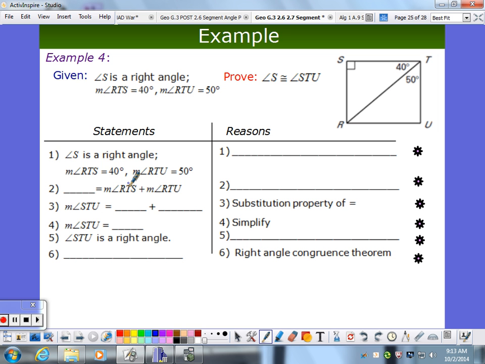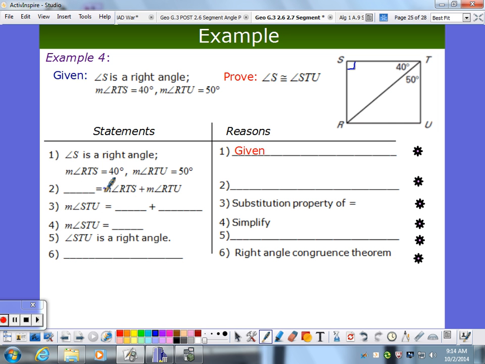I like it. All right, example 4. We've got a little proof here. So let's see what we know. We know that angle S is a right angle. We know that the measure of RTS is 40, and we know the measure of RTU is 50. We want to prove that angle S is congruent to angle STU. Now, we can see it, right? This one is 90, this is 40, this is 50, that one's 90. So I believe it. Let's see if we can fill in the proof in a real structured way. Angle S is a right angle. These are my givens.